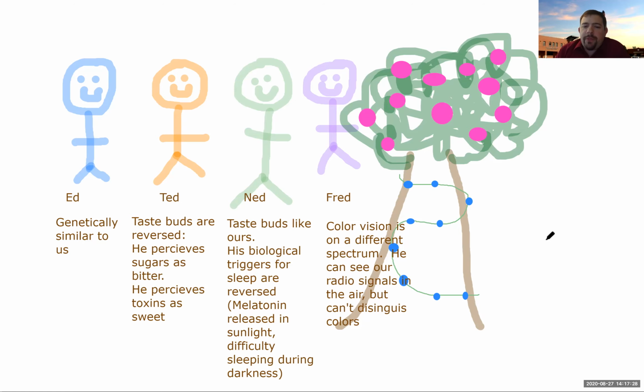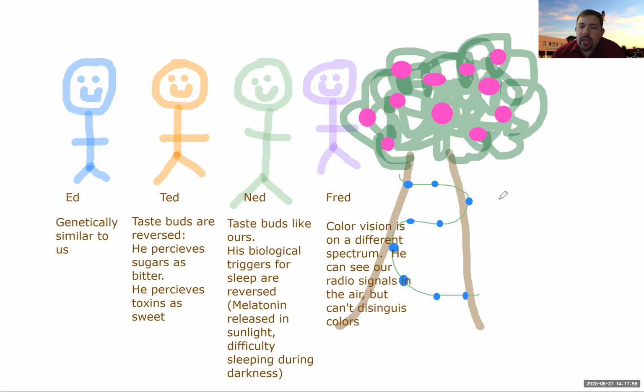So, and if we start with Fred, Fred was born with his color vision not working quite the way ours does. Whereas our color vision picks up on different wavelengths of light and then allows us to distinguish between them in the form of colors. He has a different spectrum. So he can't see color the way we see it, but he can see our radio signals flying through the air. And so he goes up to the tree and he's hungry.